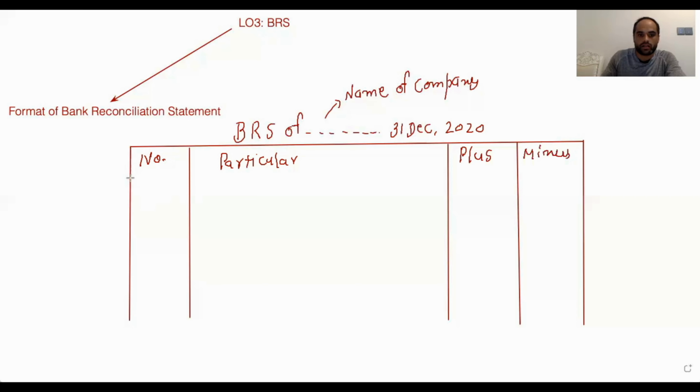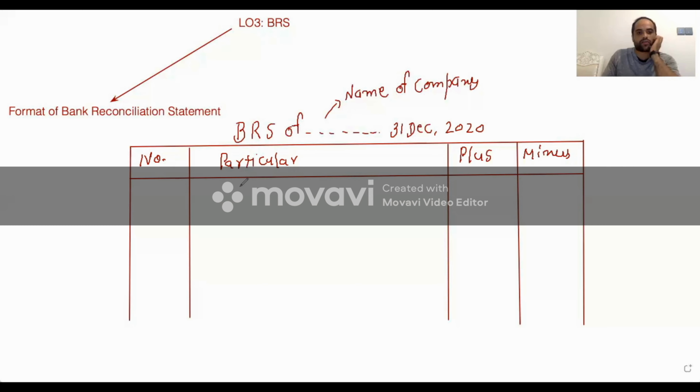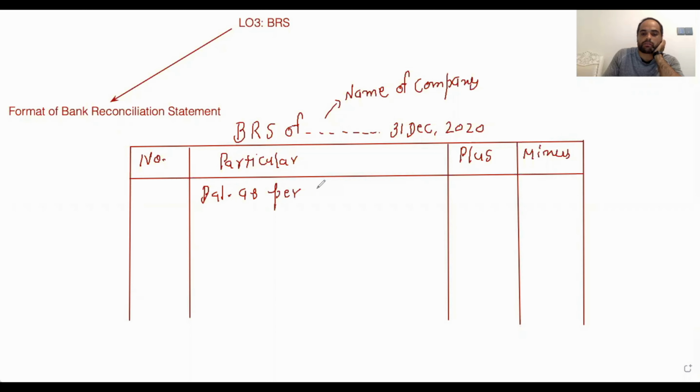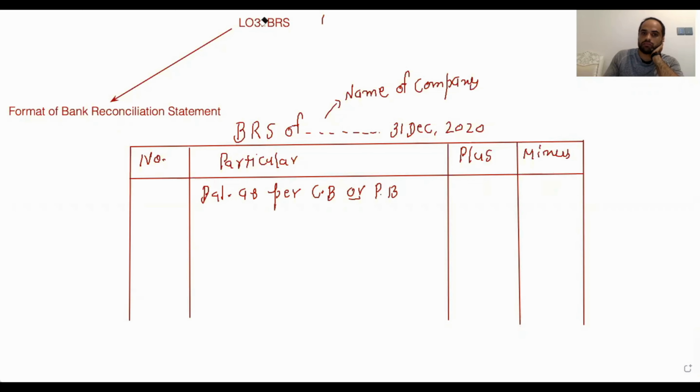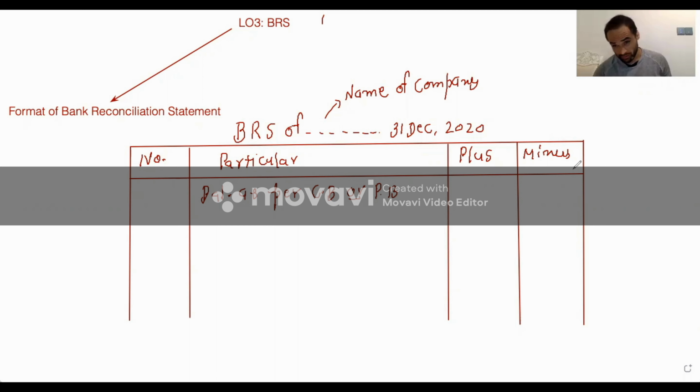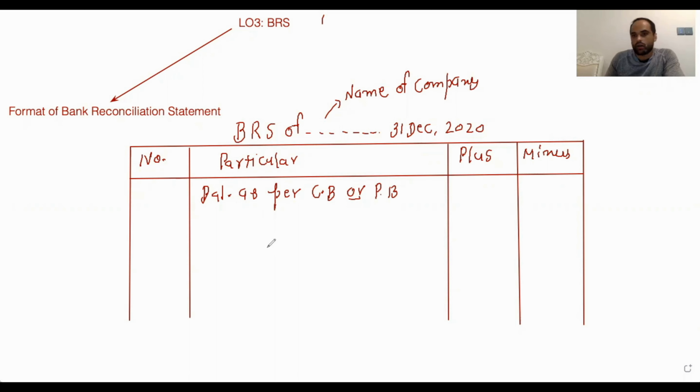So this is your bank reconciliation statement. Now, always start with the balance as per cash book or passbook, depending upon your question. Your cash book balance could be debit or credit. If the cash book balance is debit, you write it down here. If credit, you write it down here. It cannot be both. If the question doesn't say anything about the balance, that's fine, then we don't need to write down the balance as per cash book or passbook. And then here you write down the transactions.